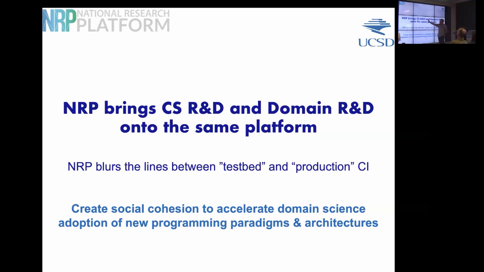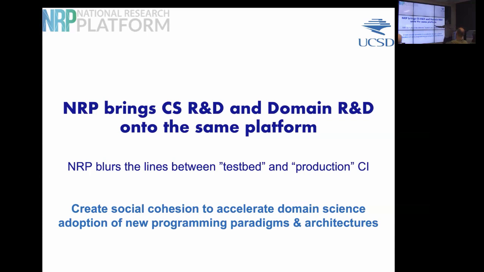And what I'm trying to do with NRP, given its software stack that I've explained to you, and given the power in the software stack, and given both the horizontal and vertical openness, I'm trying to build the computer science toys into the infrastructure so that the infrastructure itself is a social attractor for the domain scientists, the computer scientists, and the engineers. And therefore, as I bring CS R&D and domain science R&D onto the same platform, I'm hoping that social cohesion will accelerate domain science. And so that's basically the big idea, so to speak, and we'll see whether I'll have any success.